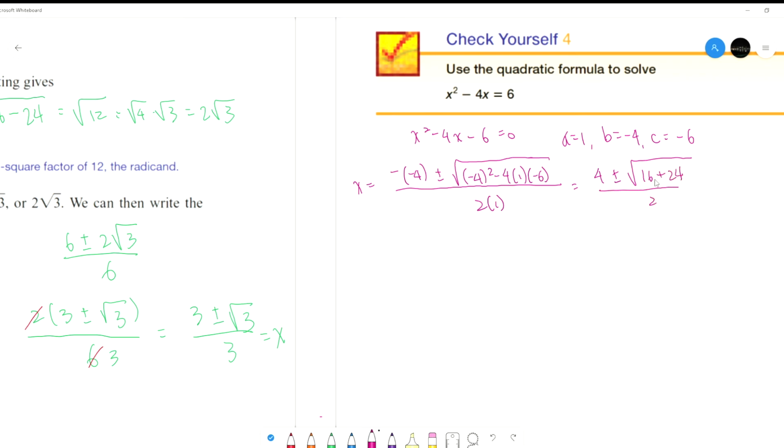So this should be 40, right? So 4 plus or minus radical 40 over 2. And radical 40 is what? 4 times 10. So that's 4 plus or minus 2 radical 10 over 2. So how many of you got this far? Got this correct?